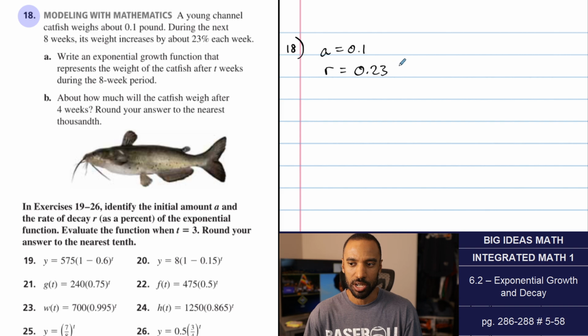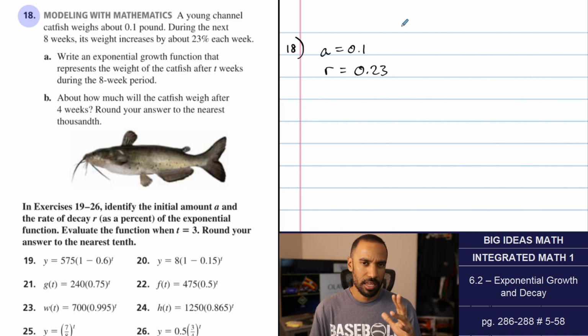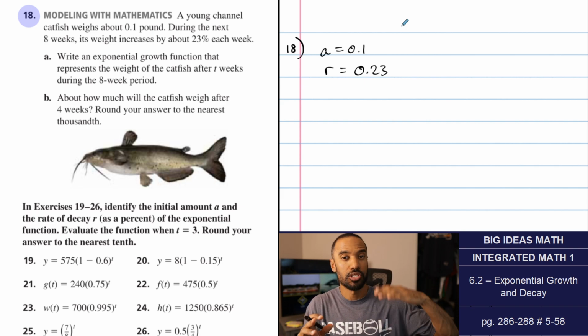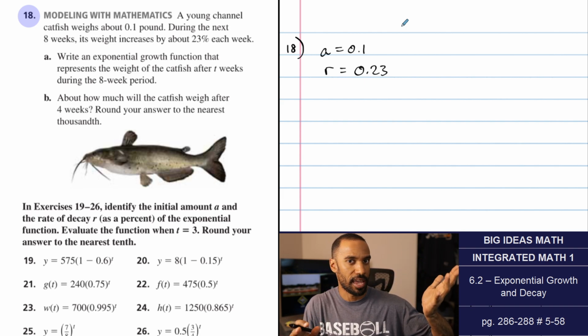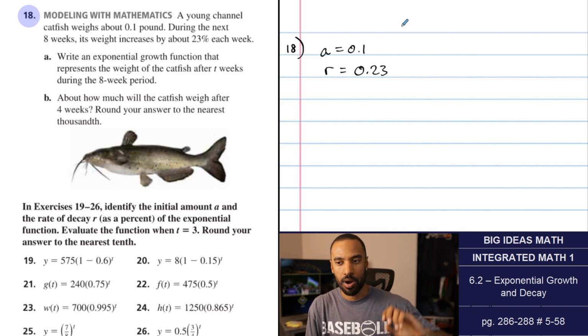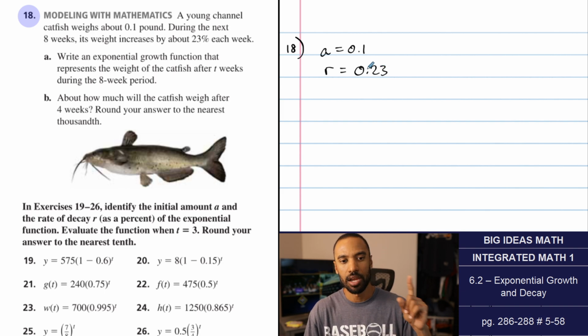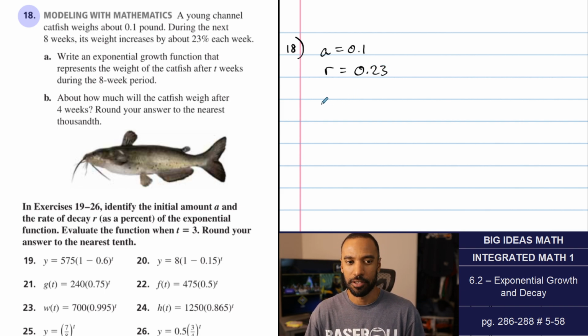This is a good time to mention, I mentioned this in the lecture portion, that a times 1 plus r to the t power, t can represent, because I think so far we've done annually, right? Every year. T can represent any time period, and as long as we have a percentage involved with it, we're going to use that. So when they say write a growth function that represents the catfish t weeks in the 8 week period, don't worry about the 8 right now. This is t weeks later. So this is y is 0.1 times, and 1 plus 0.23 is 1.23 to the t power.